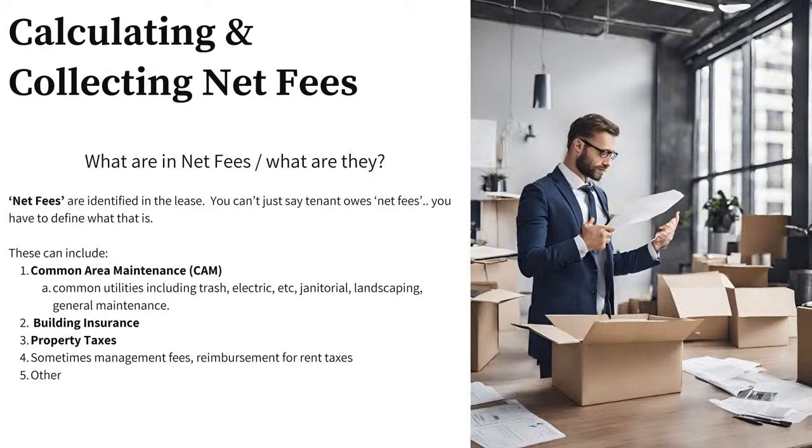So common area maintenance is going to include trash, house electric, janitorial, landscaping, general maintenance, right? Sometimes even, I mean, you can throw in a capital expense budget. That's a whole other conversation. How owners, hey, you replaced 2 HVAC units last year. That cost you whatever, $10,000, $20,000.